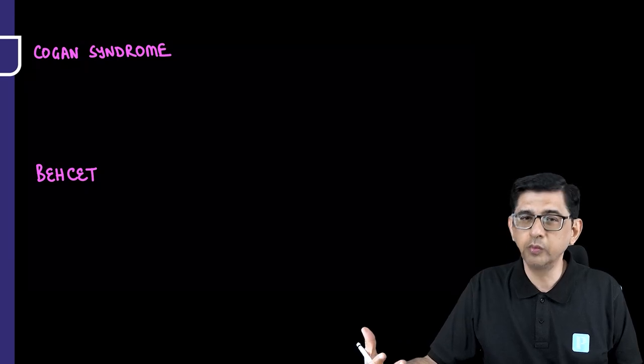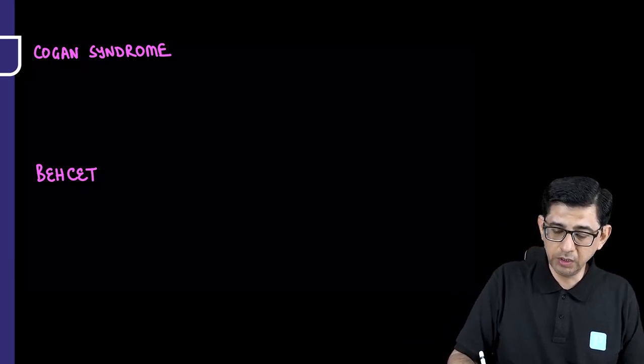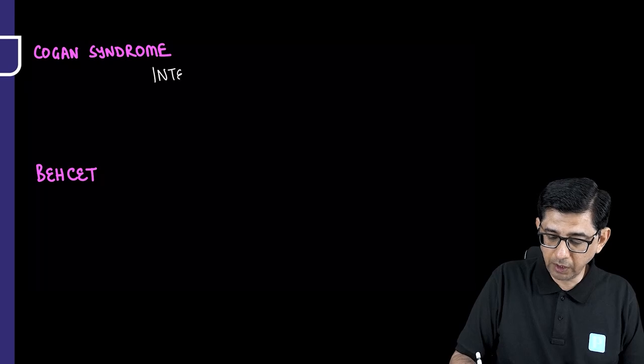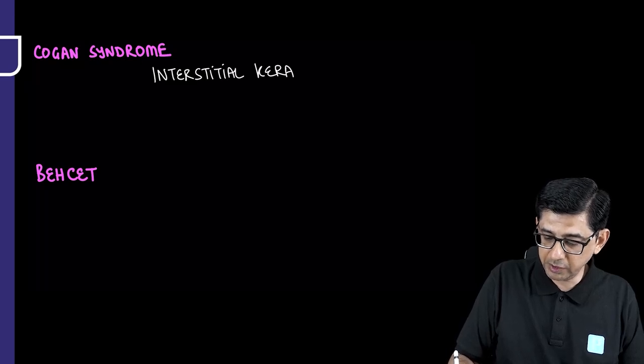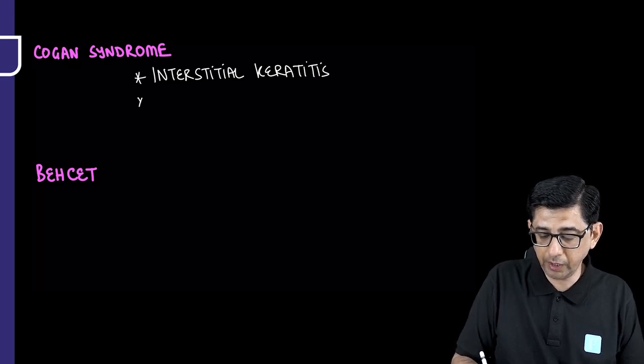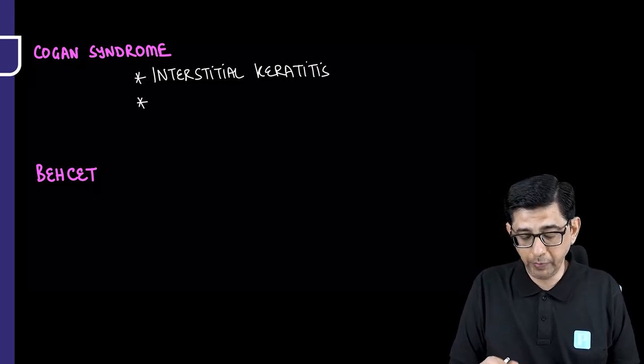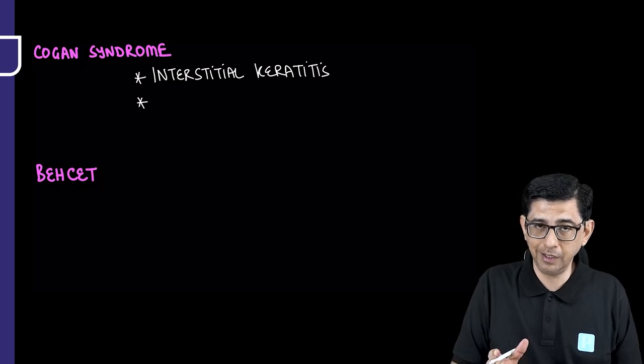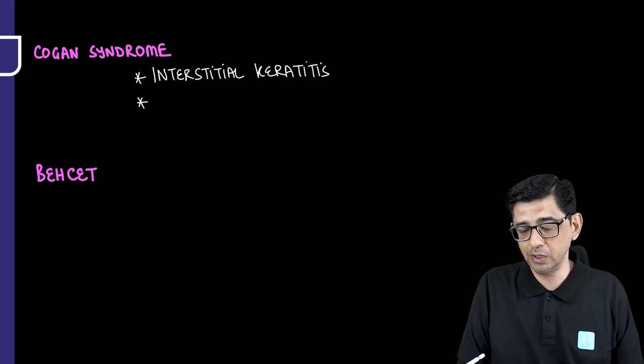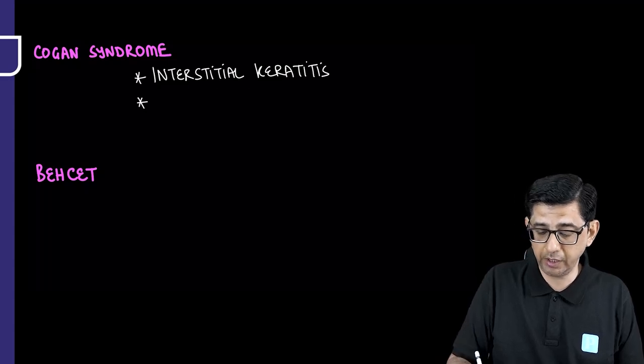Now, a few bits more towards the end of this video. One would be Cogan syndrome. Cogan syndrome would have one eye involvement, that is to be remembered as interstitial keratitis. And why that's important is because in Behçet syndrome, I'll be describing uveitis, I'll be talking about retinitis and hypopyon, that is pus in the anterior chamber of the eye. So Behçet's disease, I repeat again, has either anterior or posterior uveitis, but Cogan syndrome will mention interstitial keratitis.